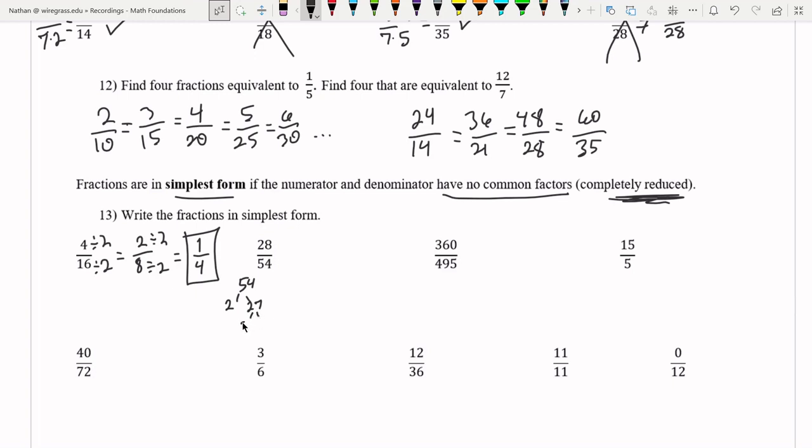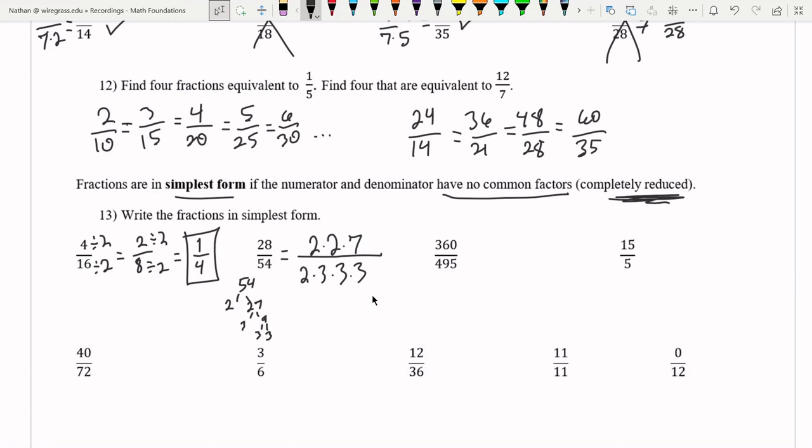27 is 3 and 9. 9 is 3 and 3. 28 we can actually do in our heads, because 28 divided by 2 is 14, divided by 2 is 7, and 7 is a prime number. So we're going to have 2 times 2 times 7. And we have 2 times 3 times 3 times 3.